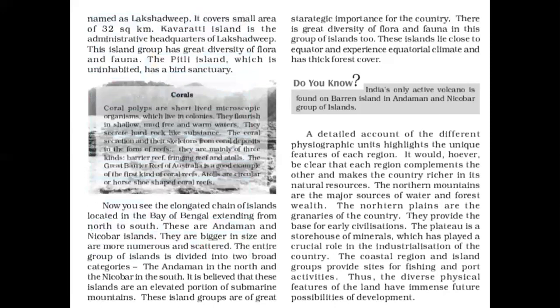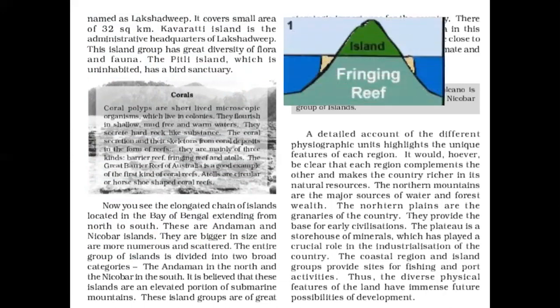Let me tell you about the coral. Coral polyps are short-lived microorganisms which live in a colony. They flourish in shallow, mud-free and warm water. There are mainly three types of reefs. The first is the fringing reef, where the coral doesn't grow above the water. It is a coral reef.